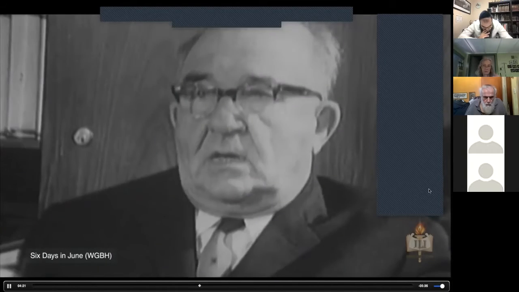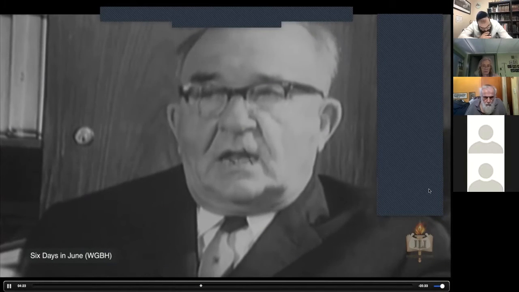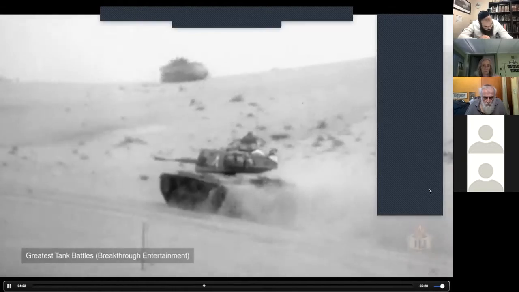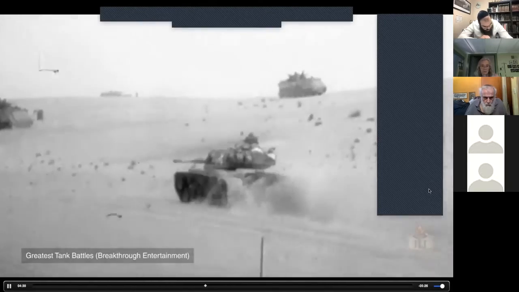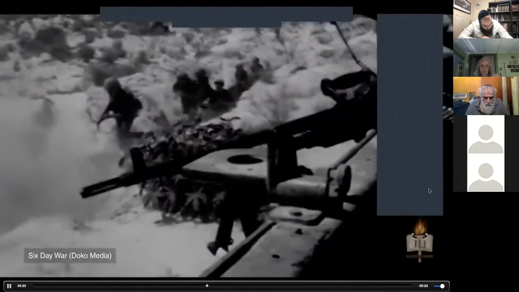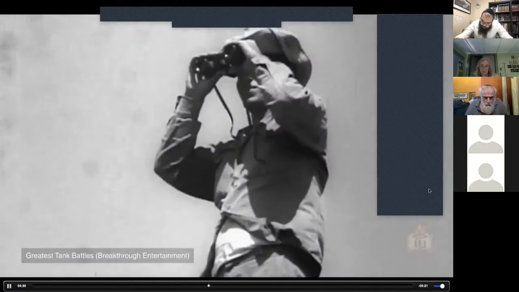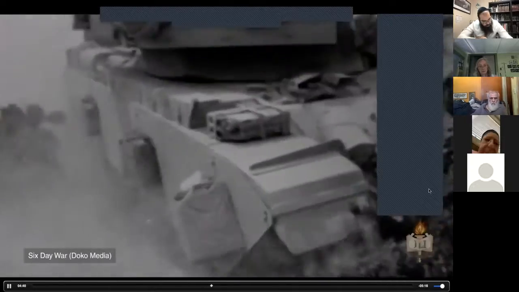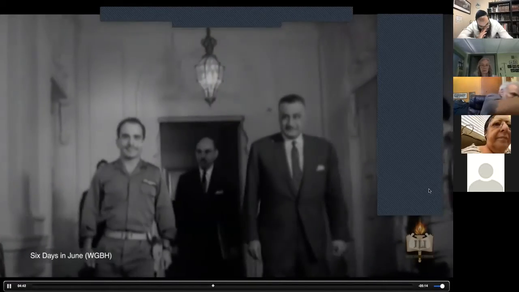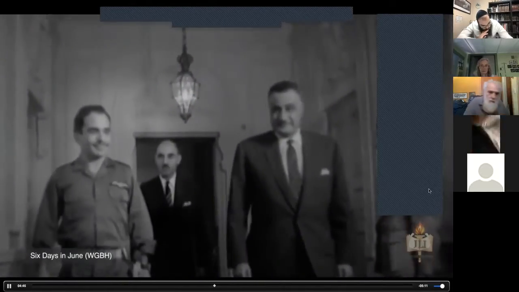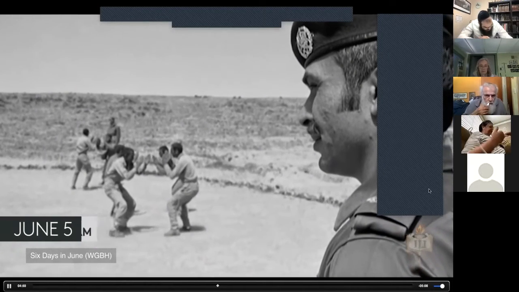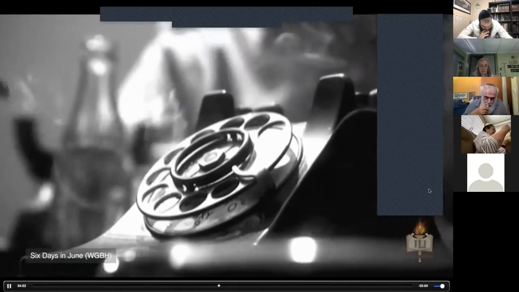General Odd Bull of the UN's peacekeeping force relayed a message from Israeli Prime Minister Eshkol to Jordan's King Hussein. "We are engaged in defensive fighting on the Egyptian sector, and we shall not engage ourselves in any action against Jordan unless Jordan attacks us. Should Jordan attack Israel, we shall go against her with all our might, and the king will have to bear the full responsibility of the consequences." But at 11 a.m., King Hussein formally rejected Israel's overtures. His reply was blunt: "It is too late. The die has been cast."